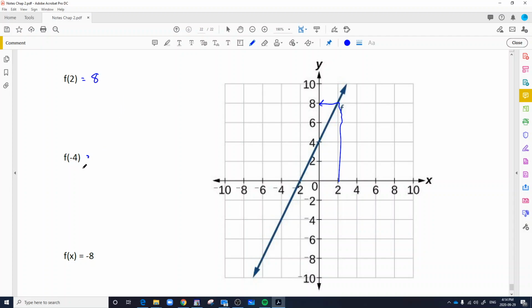This one's saying, find the value of your function when x is -4. And you would find that the y value is also -4. And then lastly, this is saying at what x value would your y value be -8? So if we look at a y value of -8, I can see the x value is -6. So the value of your function at -6 is -8.